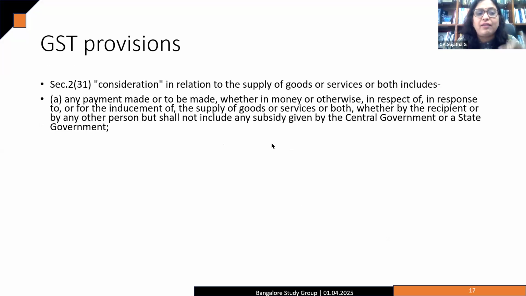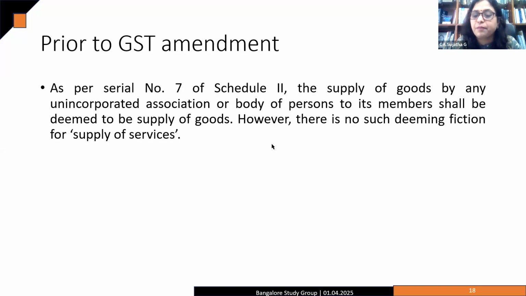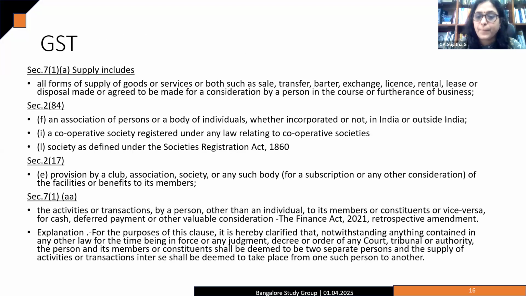Before I conclude, we can also draw views from the group. Whether 7(1)AA was actually required, what was the missing provision earlier in the GST statute that this amendment is filling up? Was it not taxable earlier, prior to this amendment? So my group leader's question is that even without the introduction of 7(1)AA, was that not covered under GST? Was any explicit provision needed under 7(1)AA?